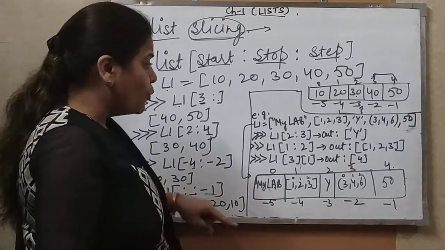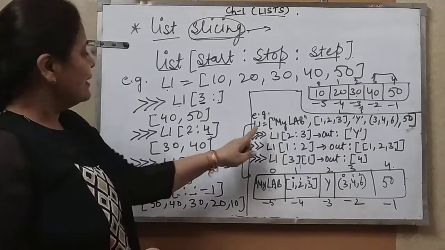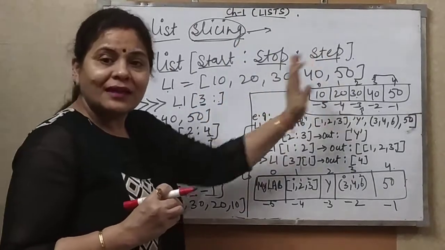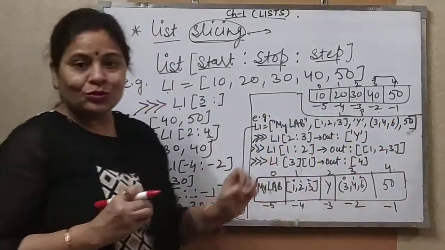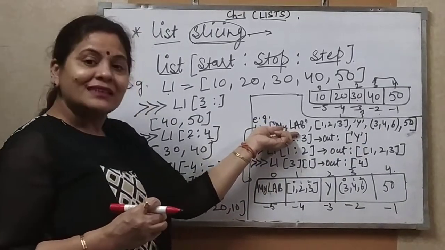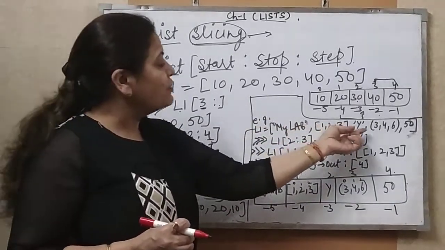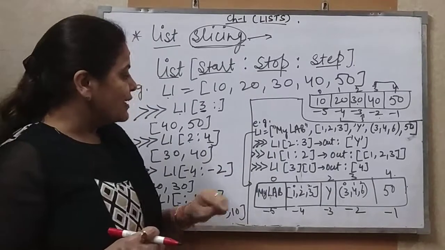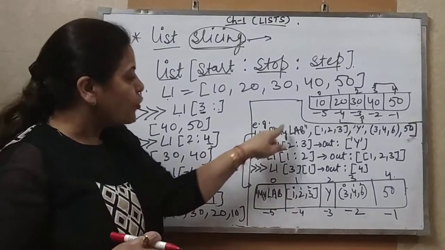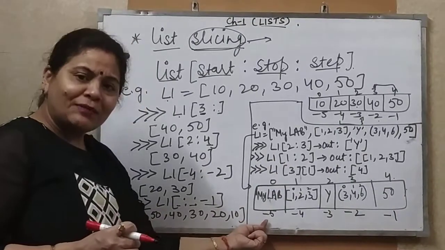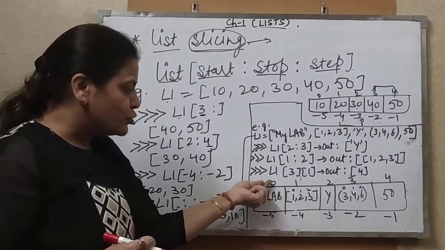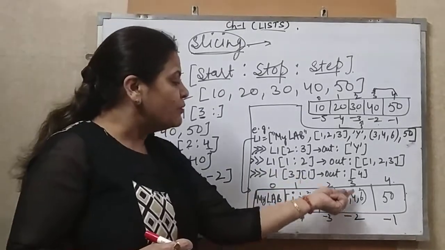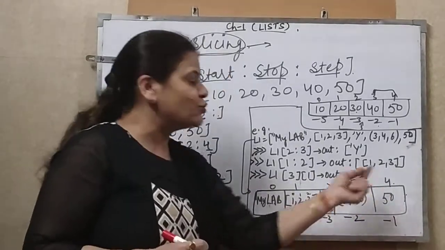Now I have one more example for list slicing. It's not compulsory that a list contains only single data type values. It can take multiple data type values also. Suppose the first value in a list is a string, the second value is a list, the third value is again a string, the fourth value is a tuple, and the fifth value is an integer. In memory it will be stored like this: mylab at the 0th position, the list at the first position, y at the second position, the tuple at the third position, and 50 at the fourth position.